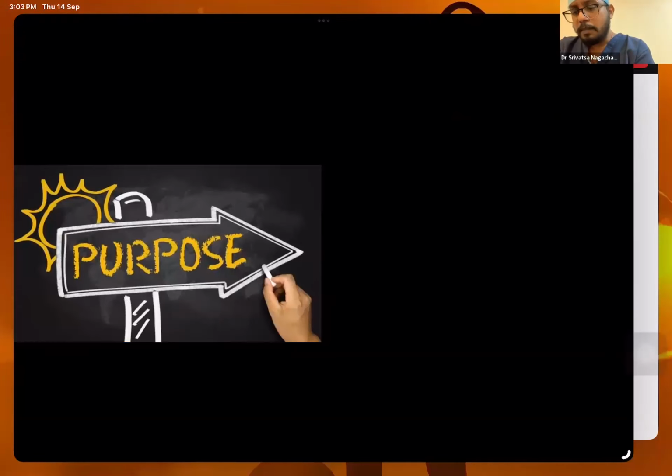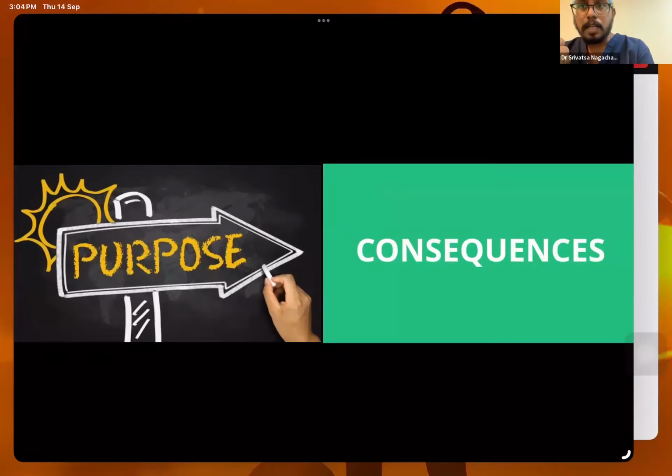If you're doing something, there should always be a purpose. As I told you, if you're putting in a central line, there is a purpose. Either you need to give some fluids, or some very caustic substance like amiodarone, or it could be in the form of TPN. So there is a purpose. With every purpose comes a consequence. You can have the purpose, but you can never have control of the consequences.